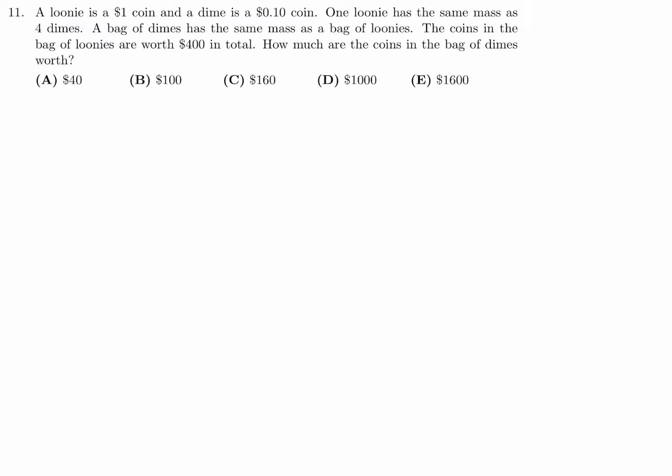A loonie is a dollar coin and a dime is a 10-cent coin. One loonie has the same mass as 4 dimes. A bag of dimes has the same mass as a bag of loonies. The coins in the bag of loonies are worth $400 in total. How much are the coins in the bag of dimes worth?